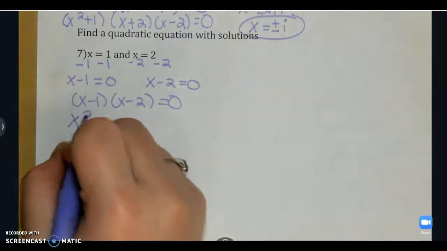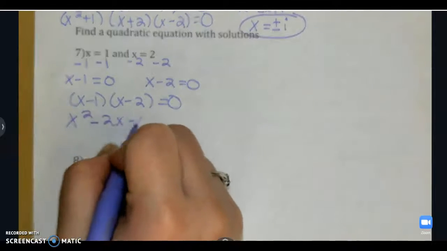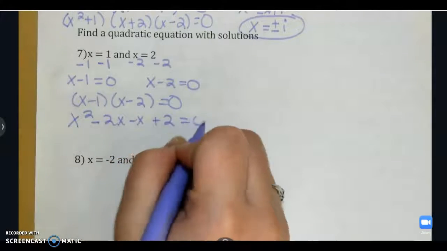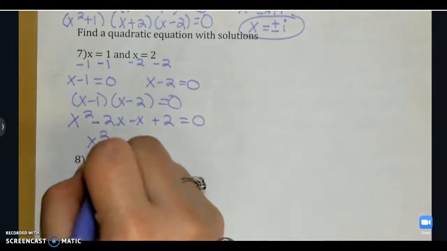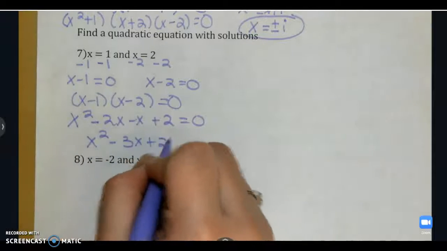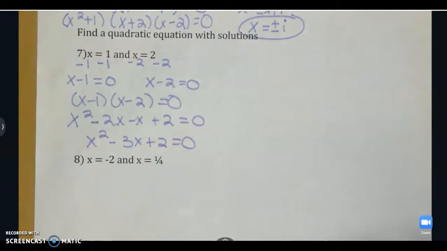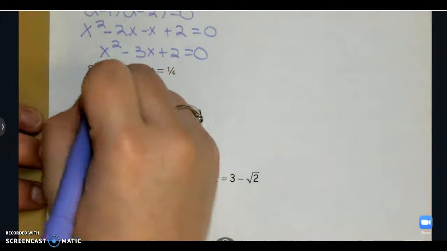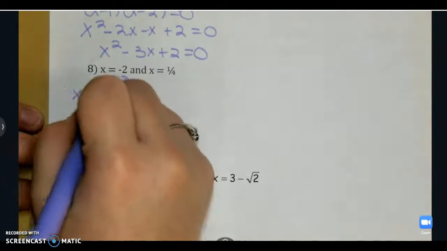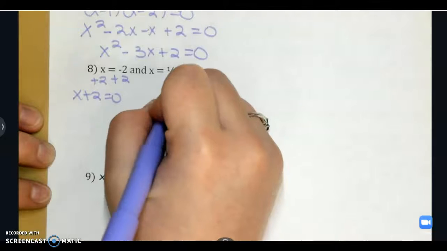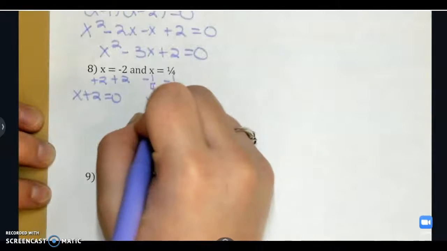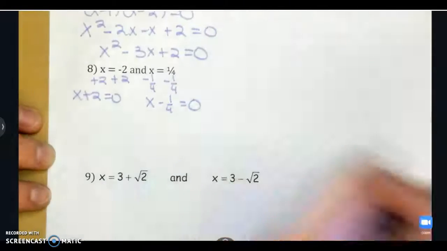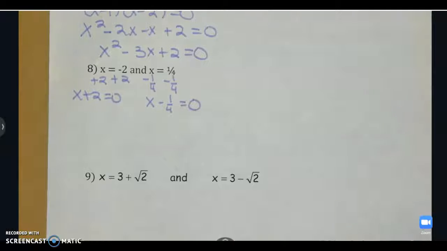And now if I FOIL, I'll get my quadratic. So I can combine my middle terms, and there is my final answer. So number 8, same deal. I want to get back to being 0. And I have my 2 expressions that were inside my parentheses.